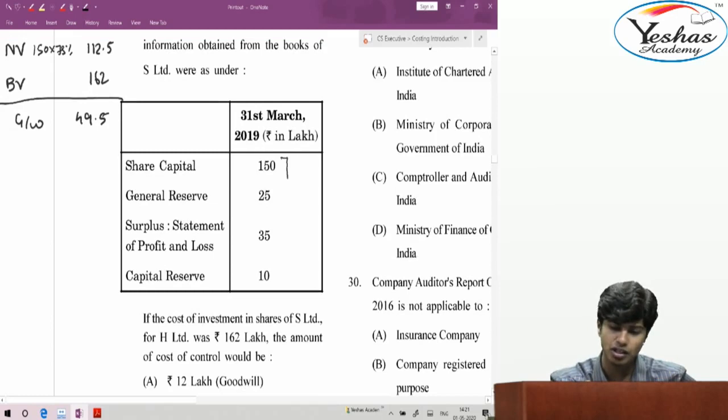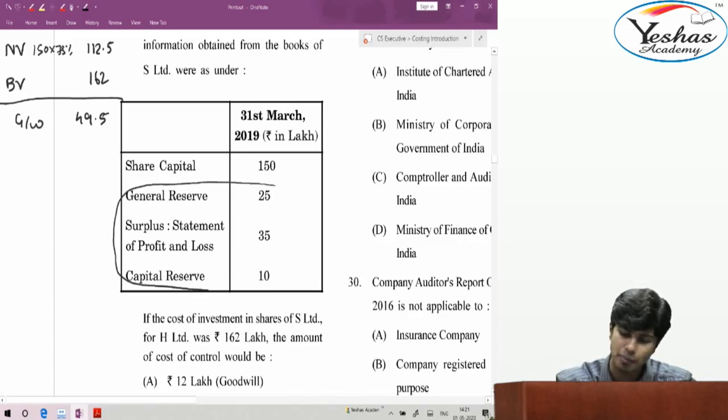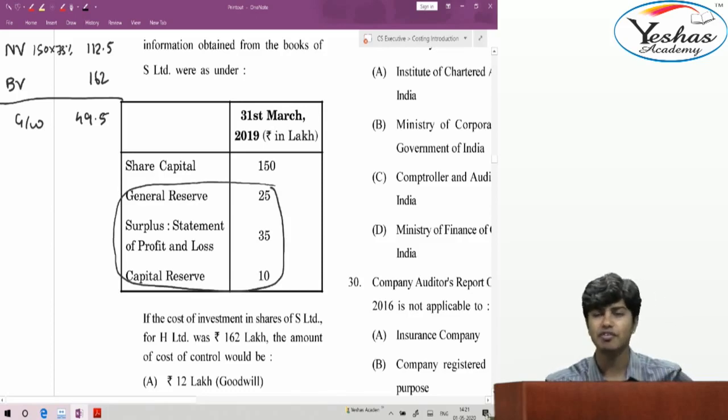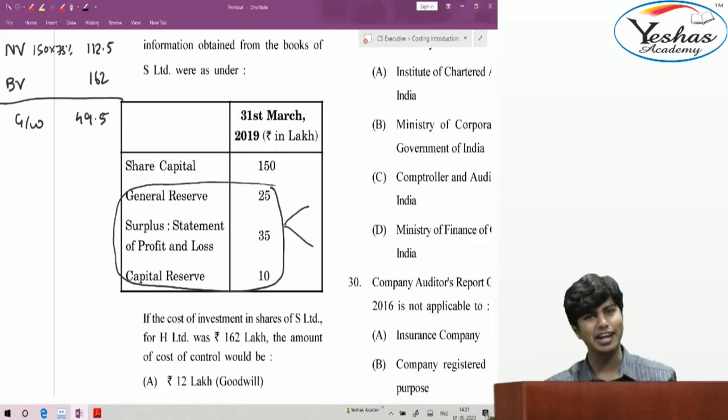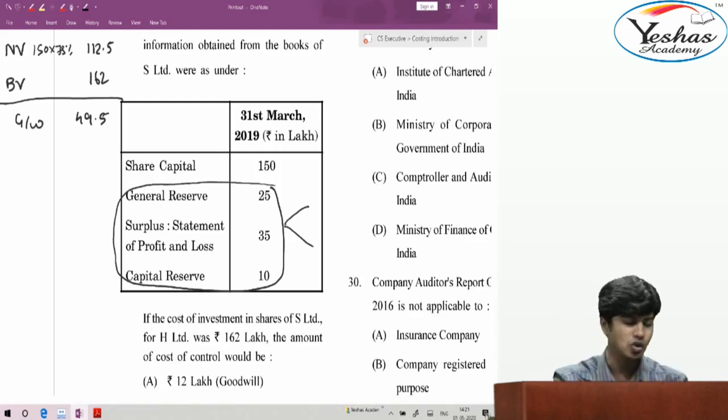So let us take it. 150 is share capital. So total reserves is how much? 25, 35 and capital reserve of 10. So 25, 35, 10 belongs to both. Now I can individually do it. 25 made 2 arrow marks, 35 made 2 arrow marks, 10 made 2 arrow marks, capital reserve, revenue reserve, and then that capital again holding minority. I can do that. But instead I can do it in total now. So how much is total?